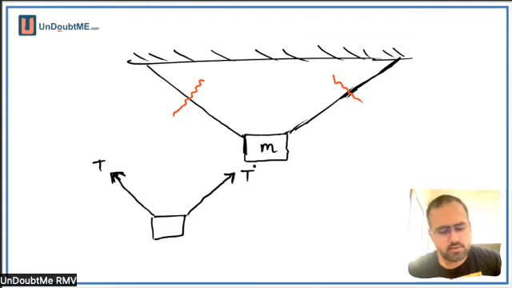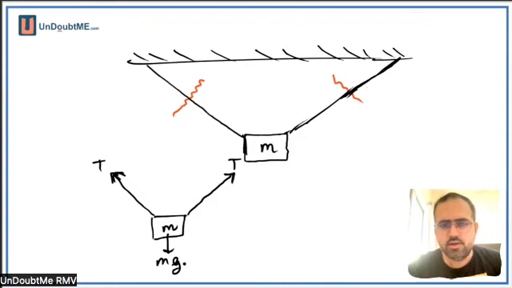Both the strings, both of these ropes or threads, whatever you are using, will have the same tension because the frame is hanging exactly in the middle, balanced. And the mass will exert only one force, mg, downwards. So we draw both the ropes as two forces.